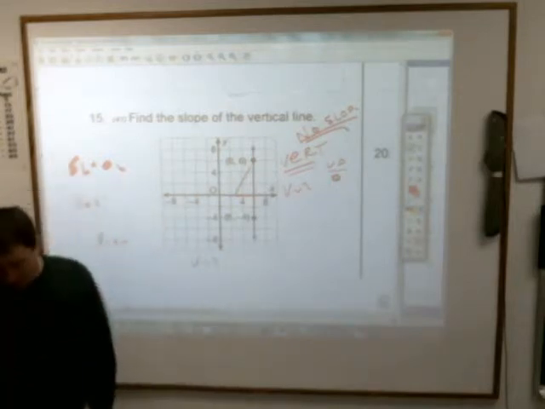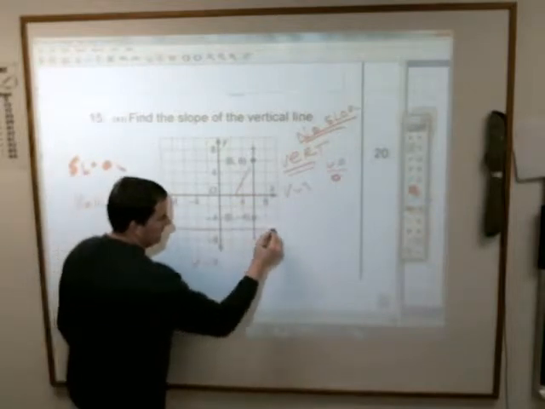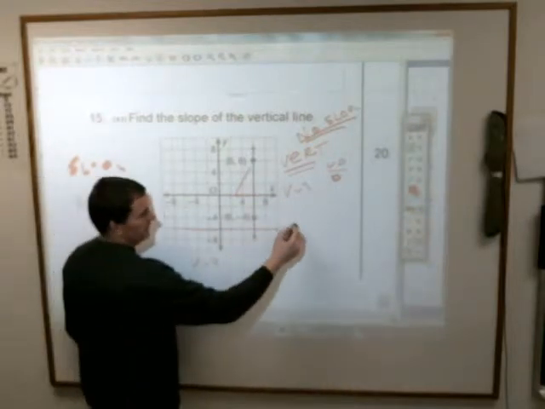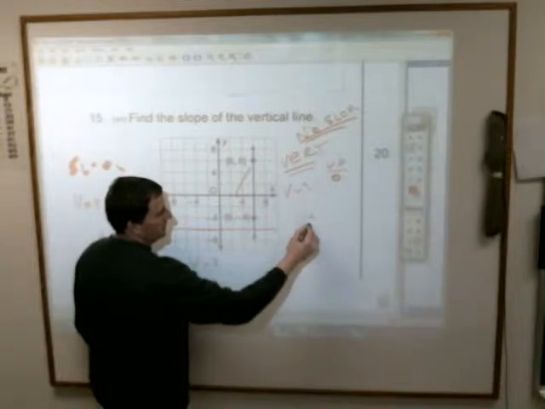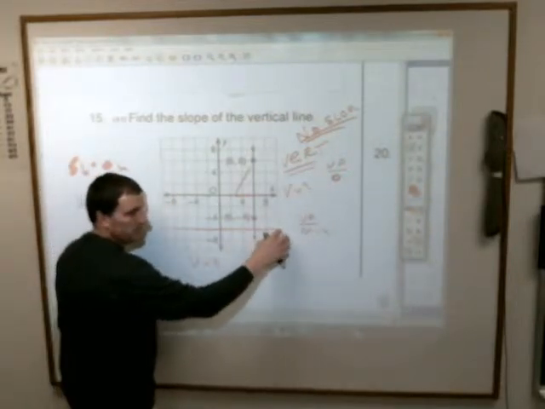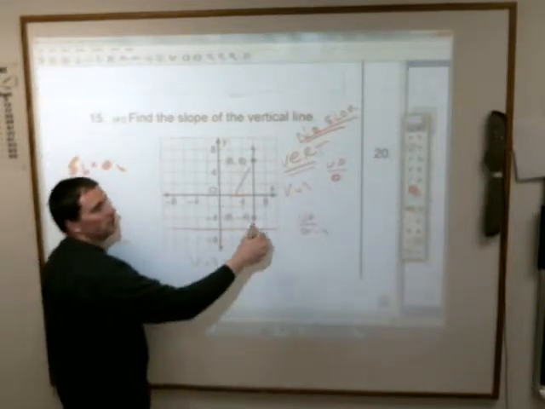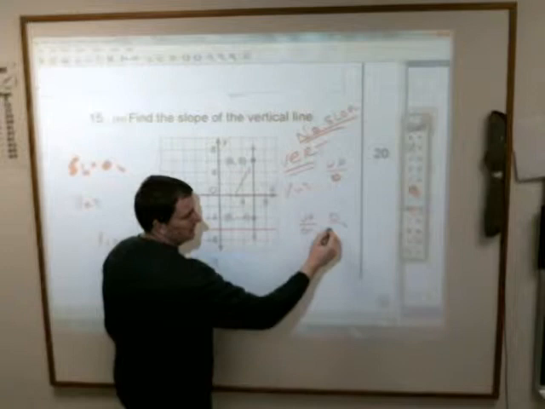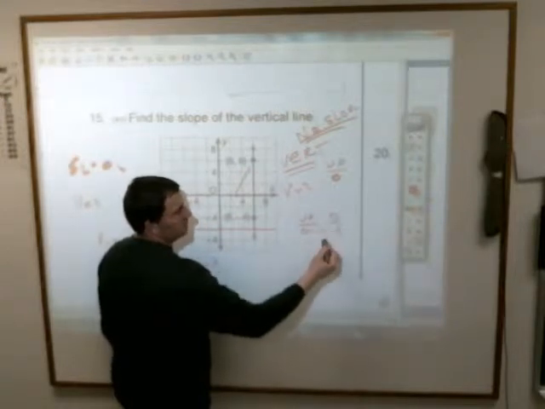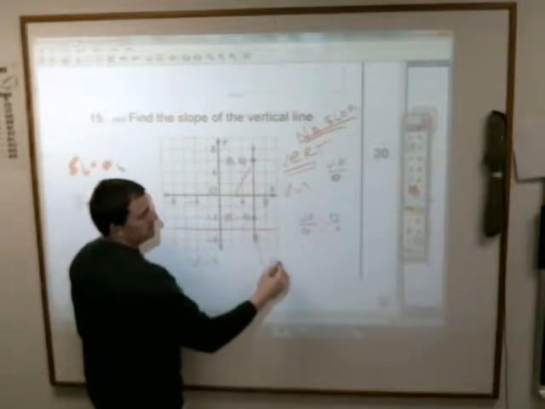Now a horizontal line, if you think about what a horizontal line is and how we read slope, remember it is how far up something is over how far over it is. Well, a horizontal line goes over any amount, but how high is the line? It's zero high. Okay, so it's going to be zero over some number, which means a horizontal line has zero slope.